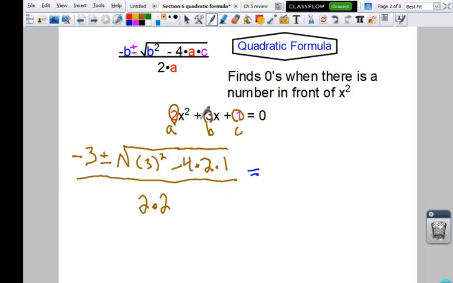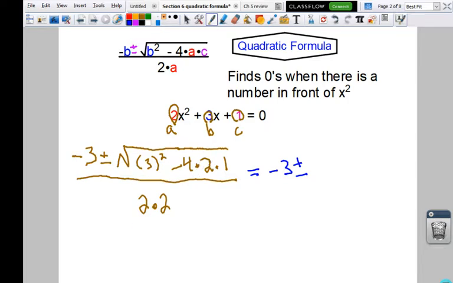Alright, so now that we filled in some numbers, we're going to go through and start calculating it. So I'm going to go negative 3 plus or minus, and I'm going to make it easy. I've got this whole square root right here, right? I'm going to plug in this whole square root into Desmos.